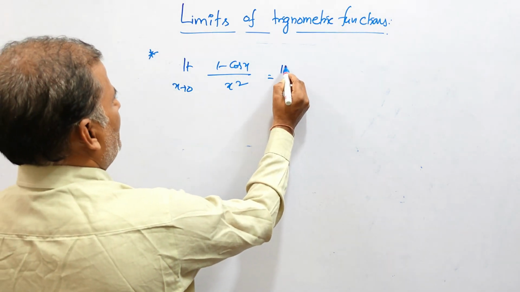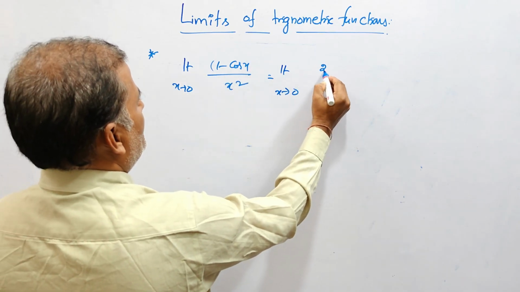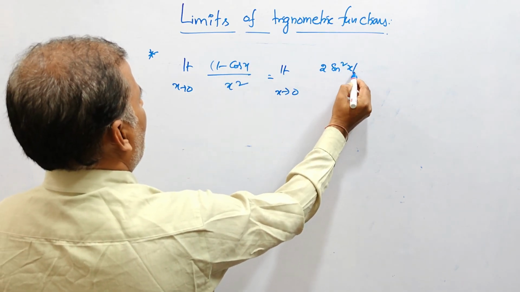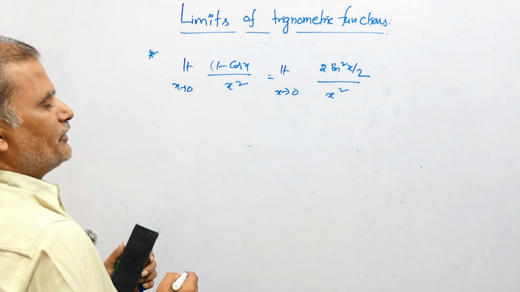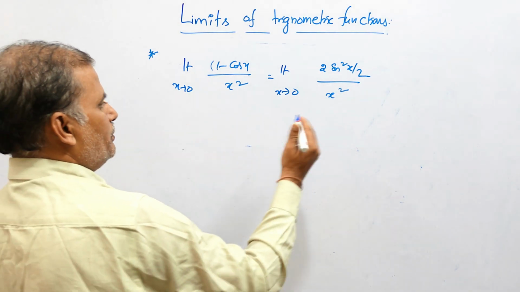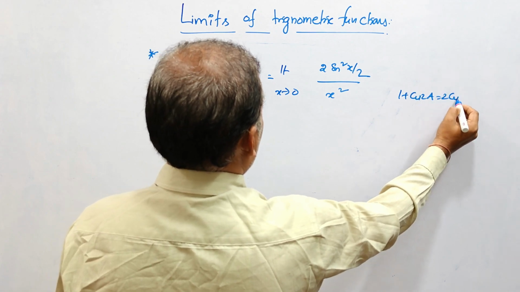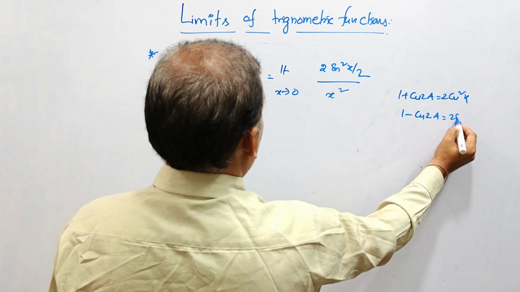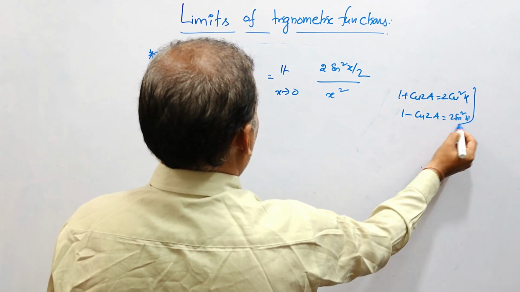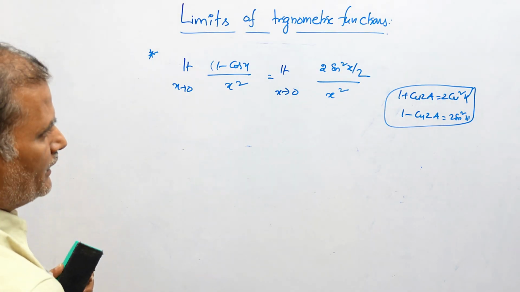By proving this: limit as x tends to 0 of 1 minus cos x, which means 2 sin square (x by 2), by x square. We know 1 plus cos 2a is equal to 2 cos square a, and 1 minus cos 2a is equal to 2 sin square a. Here the angle is x by 2, a submultiple angle.